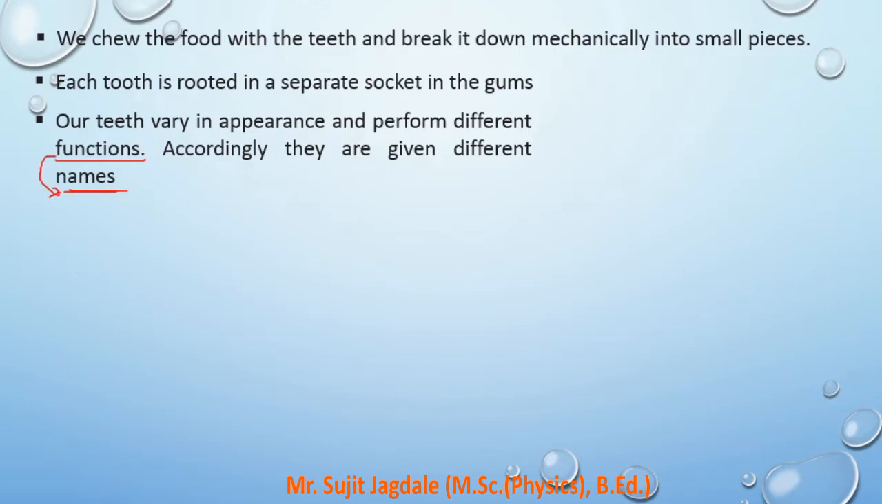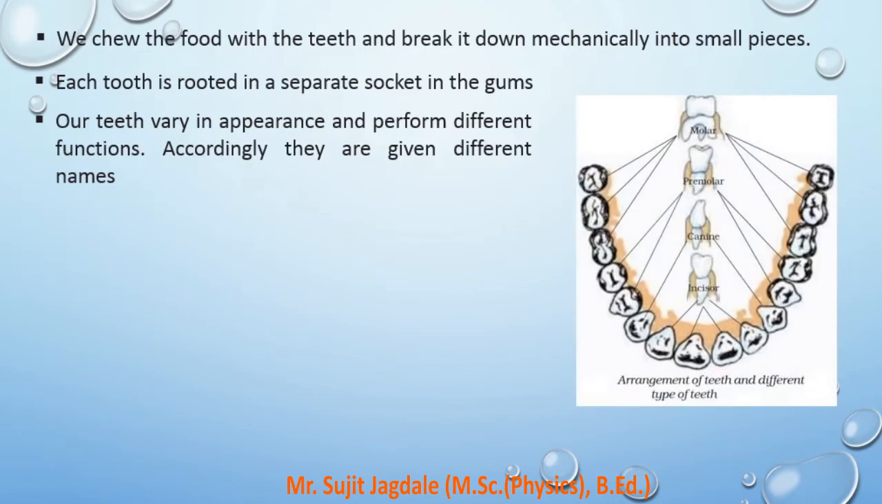Now here the diagram shows the arrangement of teeth in our mouth. There are two jaws actually, and we have shown only one jaw.